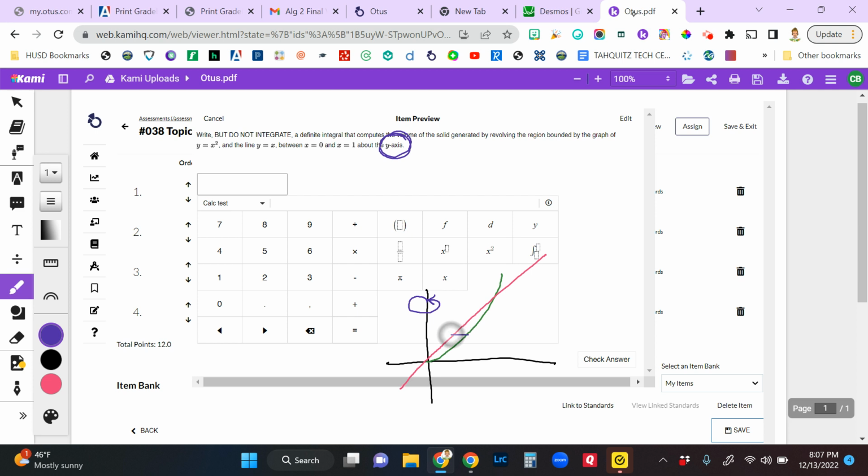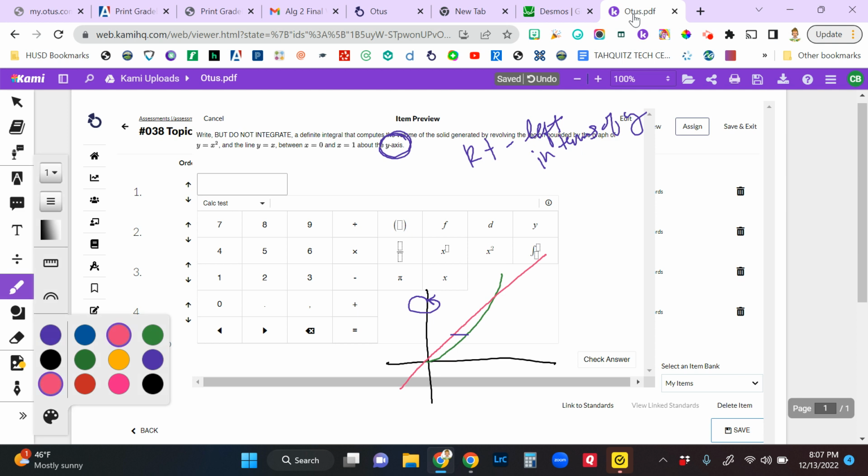we're going from right to left. So it's going to be a right minus left when we integrate it. That also tells you need to be in terms of y. Okay, so I need to solve both of these for y.